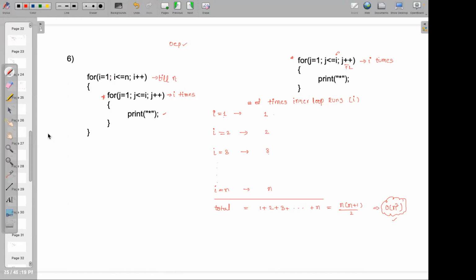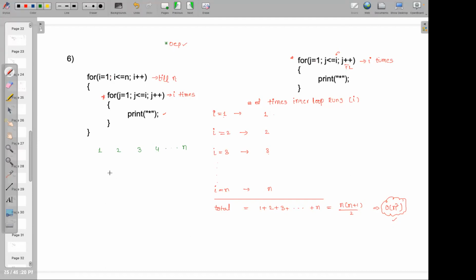Hello. Yes, sir, in the first loop, it runs for n times. And whenever we have nested loops, we multiply the number of times the first loop is running with the number of times the second loop is running, right? Yes, that is when there is no dependency. But in dependency, we don't have to multiply them, we have to add them.